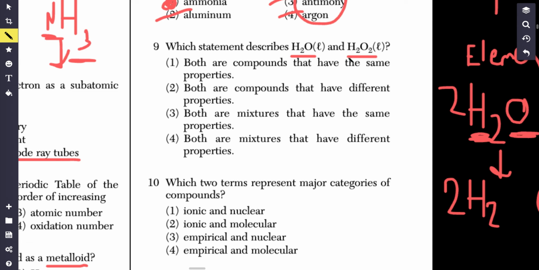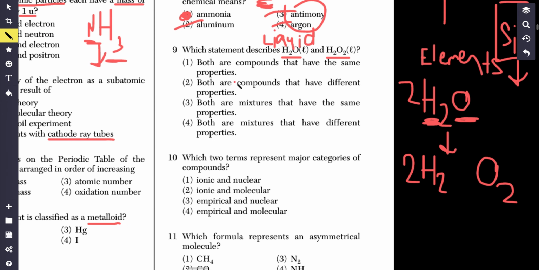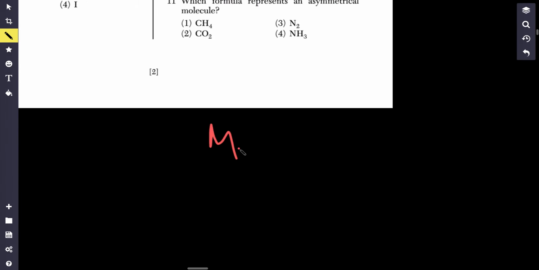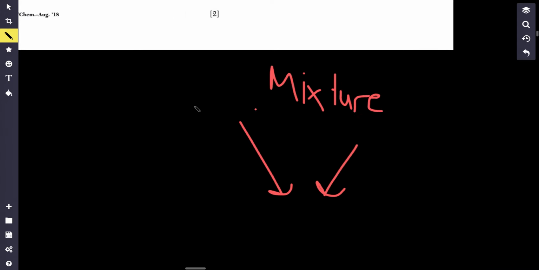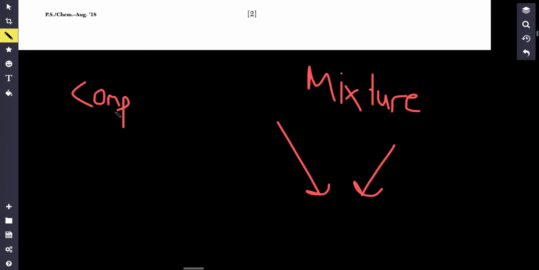All right. Which statement describes these two? If I look at all these answer choices right over here, both of them are compounds, both of them are mixtures, same, different color. Okay, I've read the answer choices. First thing you got to know is what a compound is and what is a mixture. A mixture is pretty straightforward. Let's talk about compounds first, actually, because this might make more sense if I talk about it like this.